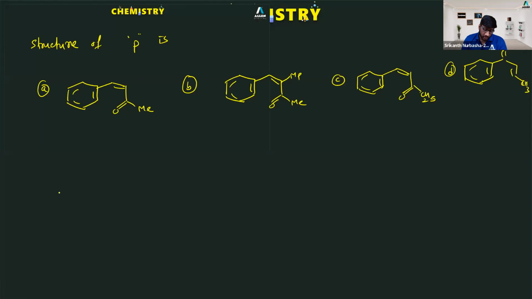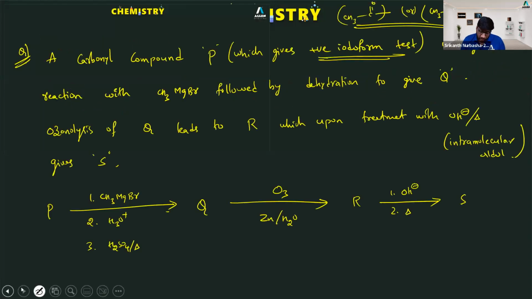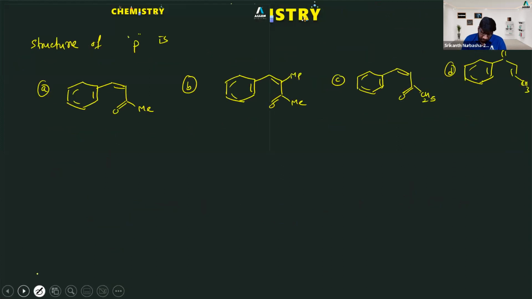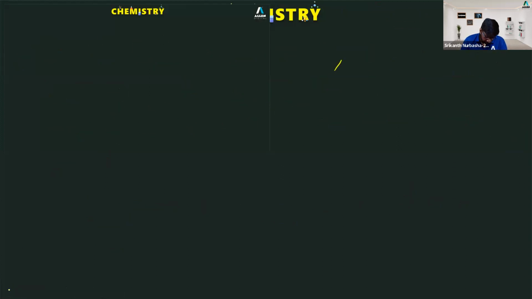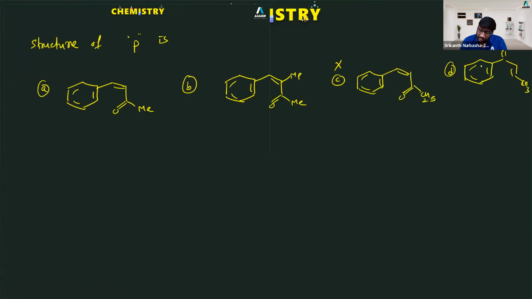First, they have asked that it will undergo a positive iodoform test. Based on that, I can eliminate option C. And similarly, option D also I can eliminate, CH3 CH double bond CH C double bond O. So among options A and B only, our correct answer should be.